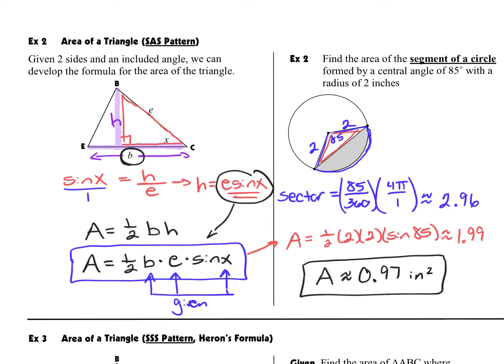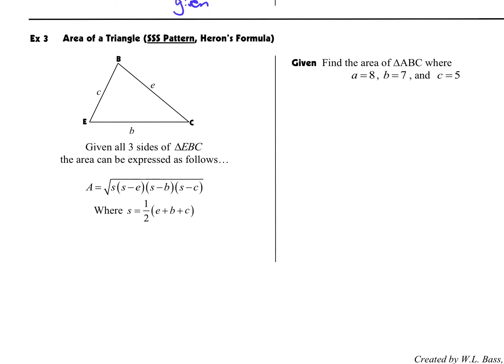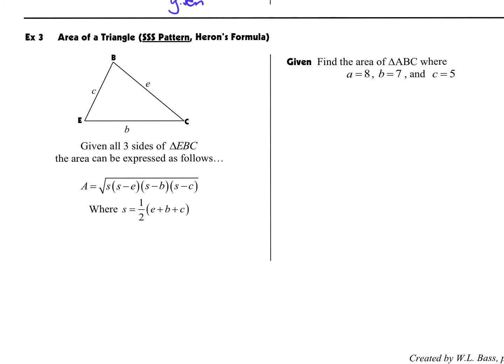Now, one more quick little formula. This one actually has a name for it. It's actually called Heron's formula. We're going to use this one whenever we're given a side, side, side pattern. So if you know all three sides in a triangle, again, assuming it's not equilateral, then we can do a quick approximation. Our formula is this right here.